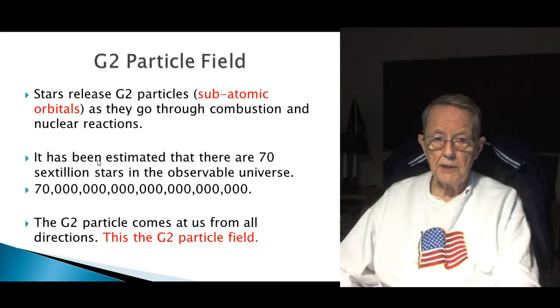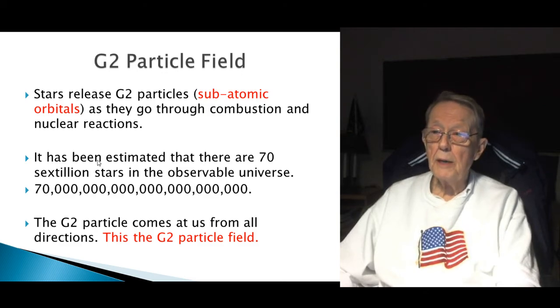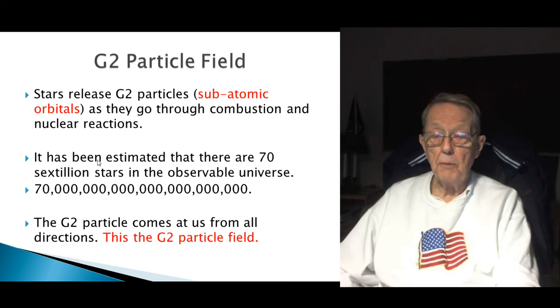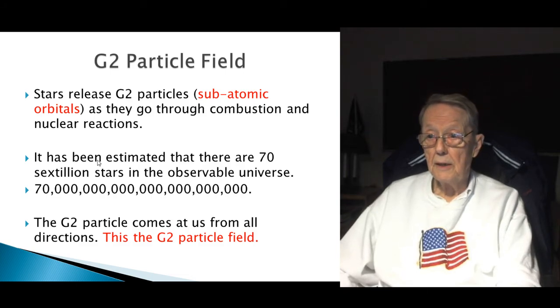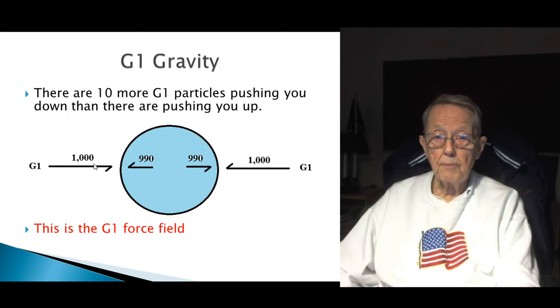There are 70 sextillion stars in the observable universe. The G2 particle comes at us from all directions. And this is the G2 particle field. Can't tell you much about how G2 particle fields are organized or not organized. We don't have enough information. There's no data. Nobody talks about it. The G2 particle is unique to the particle model.